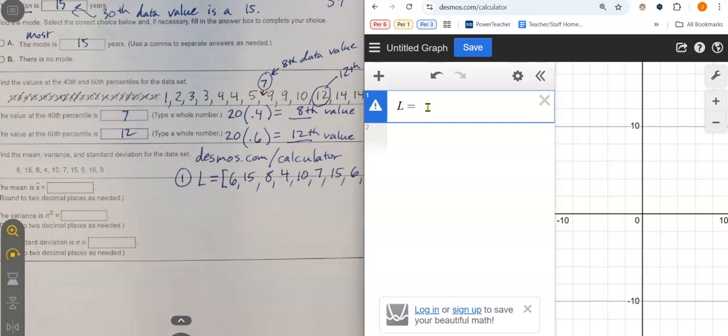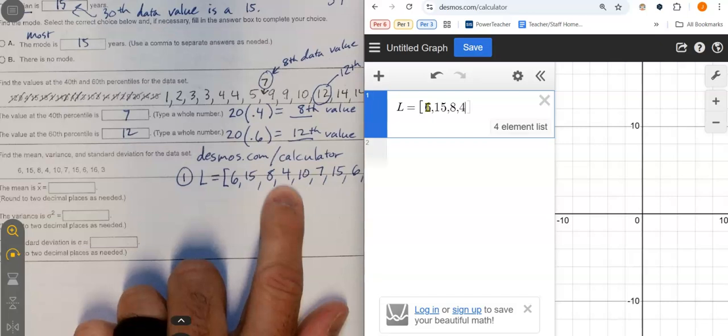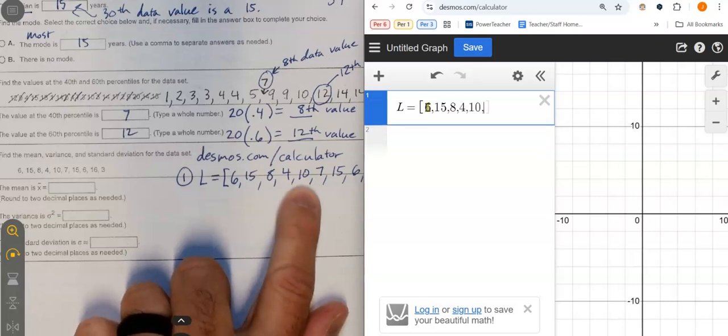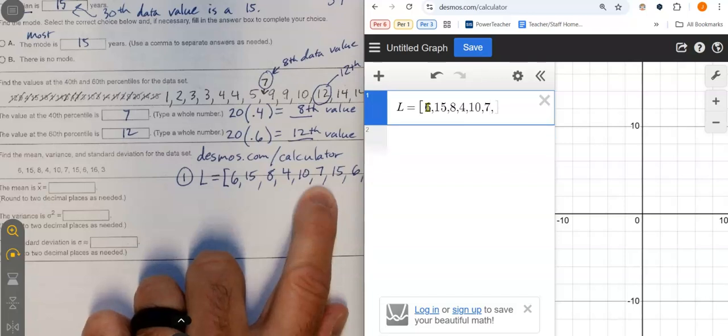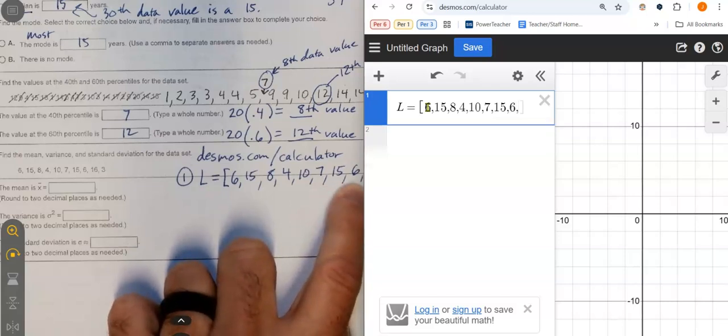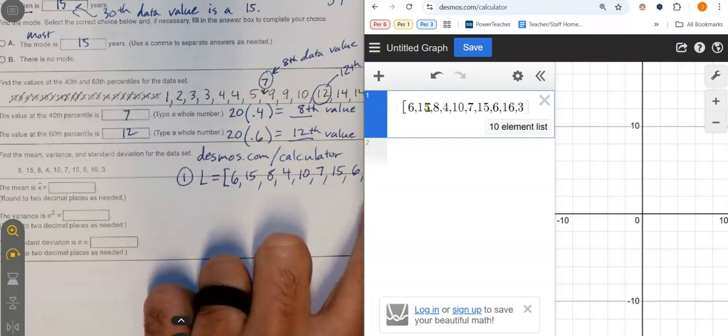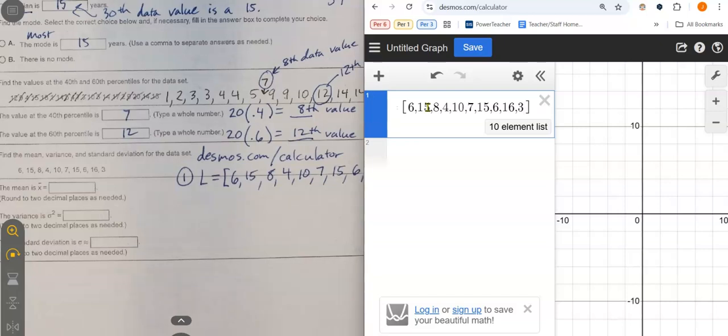This is question 3. We did 1 and 2 already. It appears that there are 10 numbers in the list.